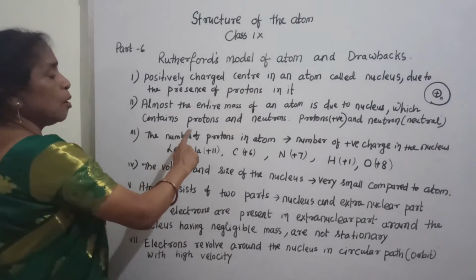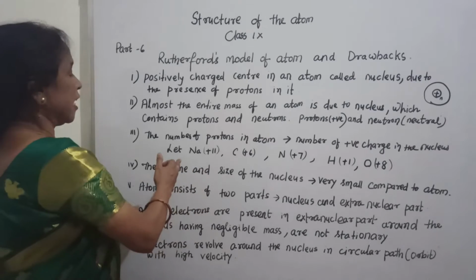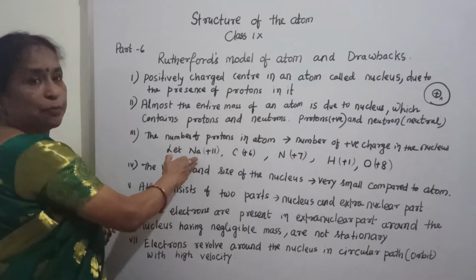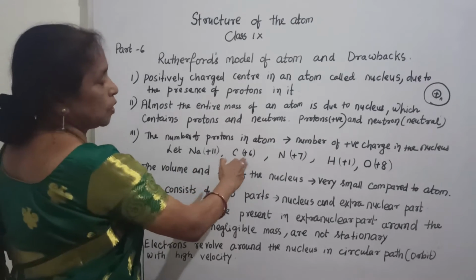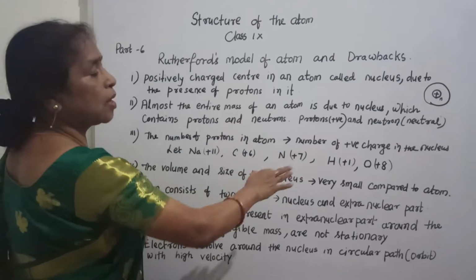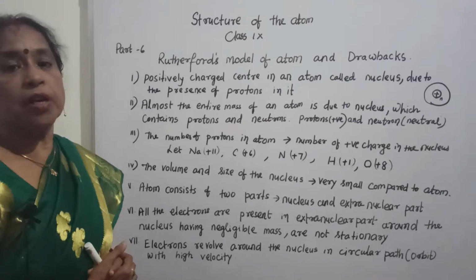Again, see the number of protons: it indicates the positive charge. For example, if it is plus 11, it indicates 11 protons. Plus 6, 6 protons. Plus 7, 7 protons. Plus 1, 1 proton. Plus 8, 8 protons.